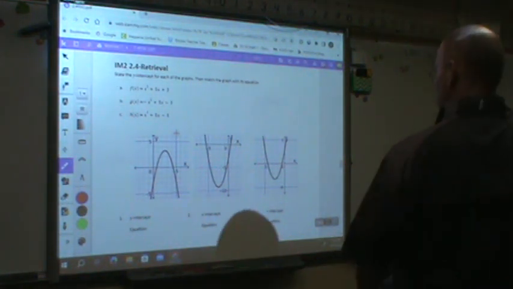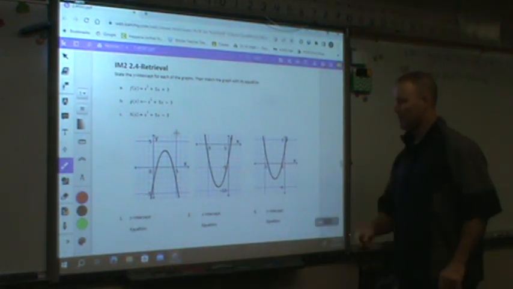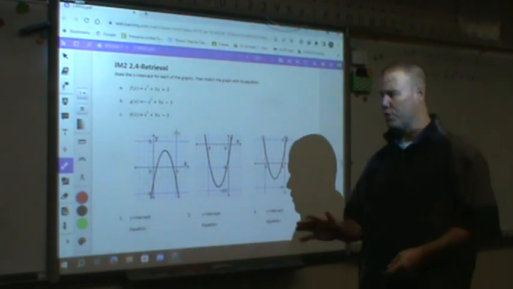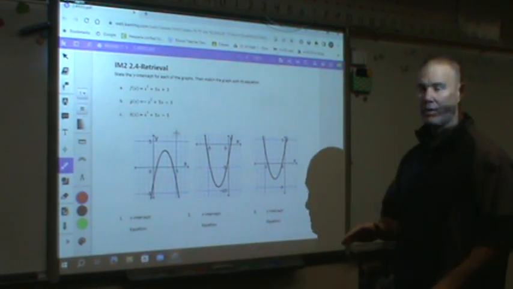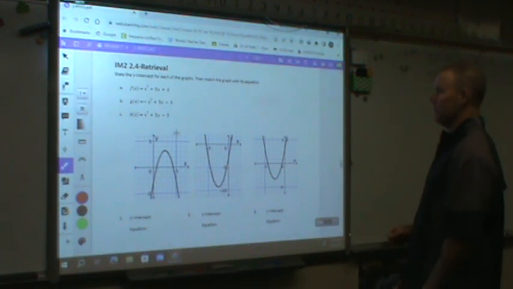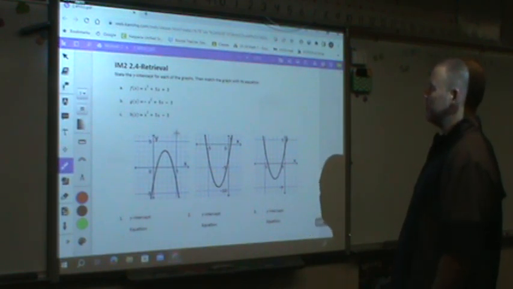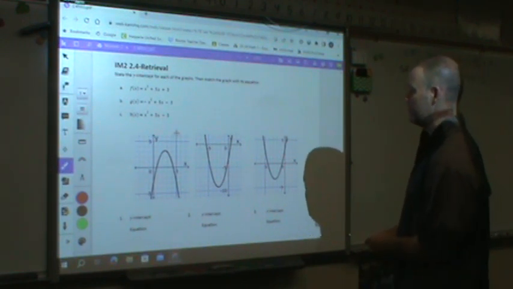Okay, here's a quick one on the 2.4 retrieval. This is going to help you with the ready and go. Pretty simple. Just pay attention, give me a couple minutes. This is going to be a short video. It says state the y-intercept for each of the graphs, then match the graph with its equation.